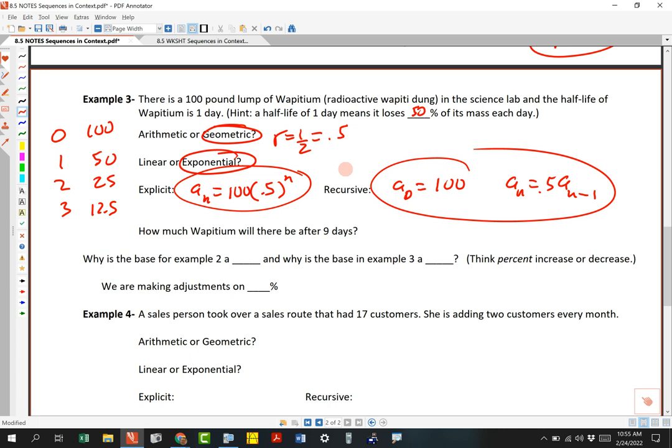Shaylin. Ooh, very good. Did you hear what she said? Say it again, will you? Plug in the 9 into the explicit formula.